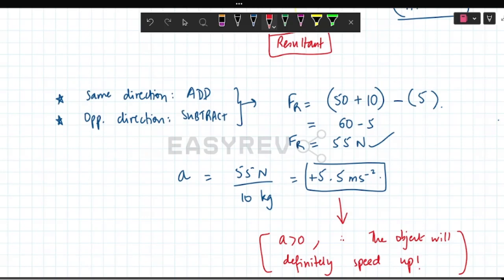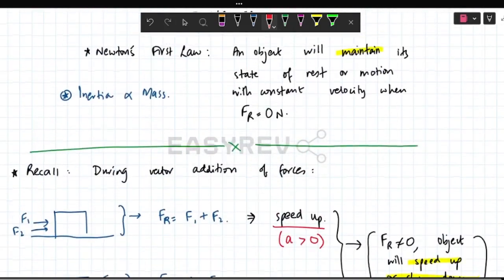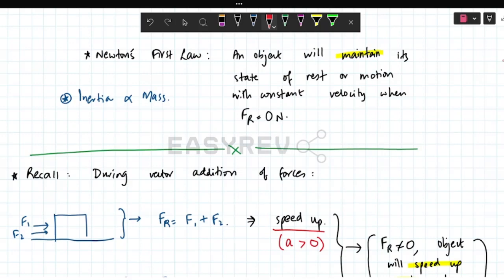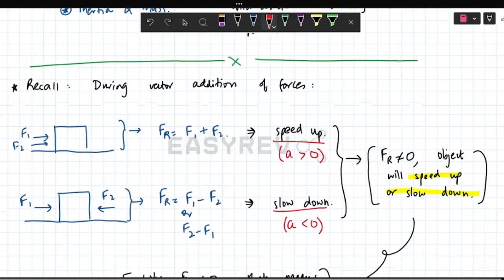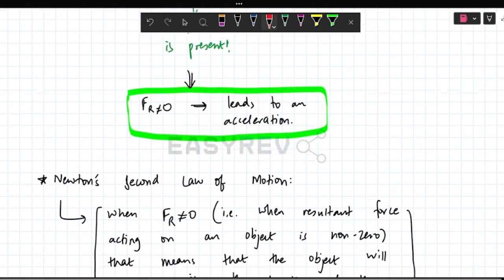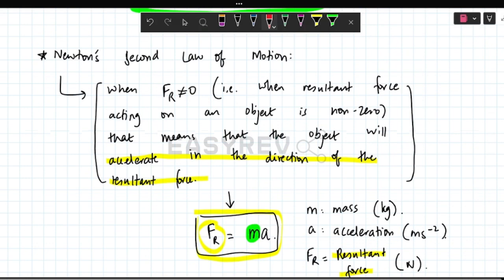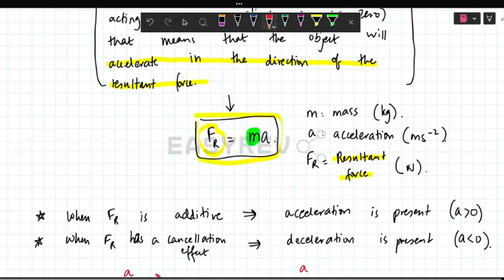In our next lecture, we will dive into Newton's third law of motion and understand some of its own intricacies, especially in how they relate with our universe. Before we wrap things up though, let's quickly summarize it. In our previous lesson, we had introduced Newton's first law, wherein we discussed that an object will maintain its state of rest or motion with constant velocity when the resultant force is zero. In Newton's second law, we were able to introduce the scenario of what happens when the resultant force is non-zero. There we discussed that the object will accelerate in the direction of the resultant force in accordance with the equation of resultant force equaling mass times acceleration.